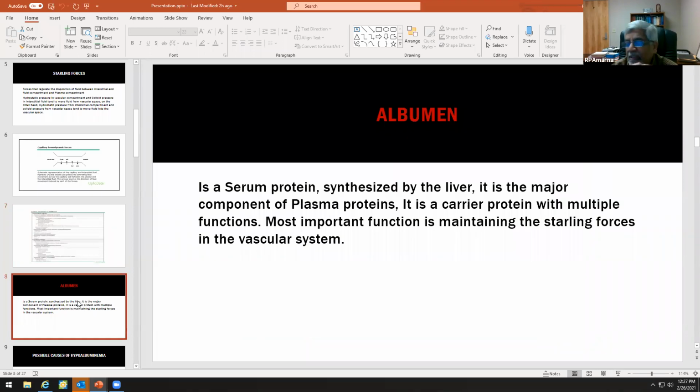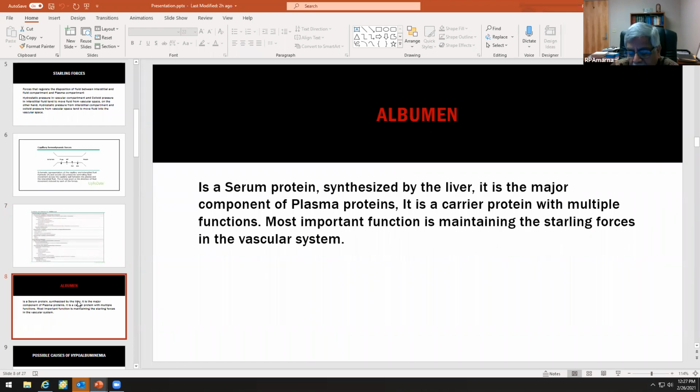So albumin is a serum protein synthesized in the liver. It's a major component of plasma proteins, and it's a carrier protein with multiple functions. The most important function is maintaining the oncotic forces in the intravascular system. As you all know, it also carries calcium. It also carries amylase and other proteins and enzymes as well.